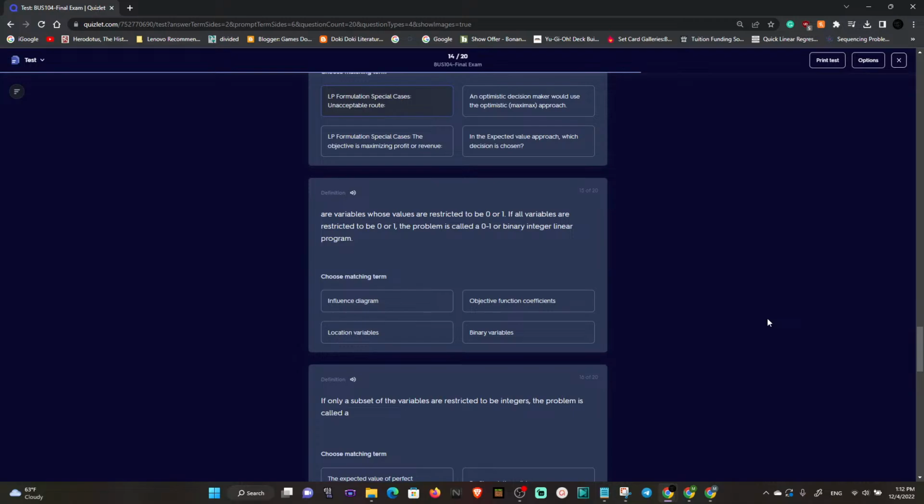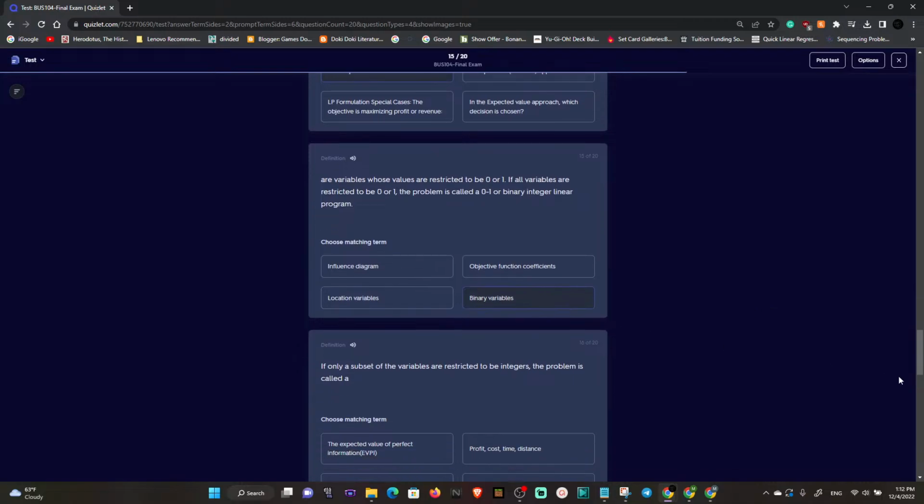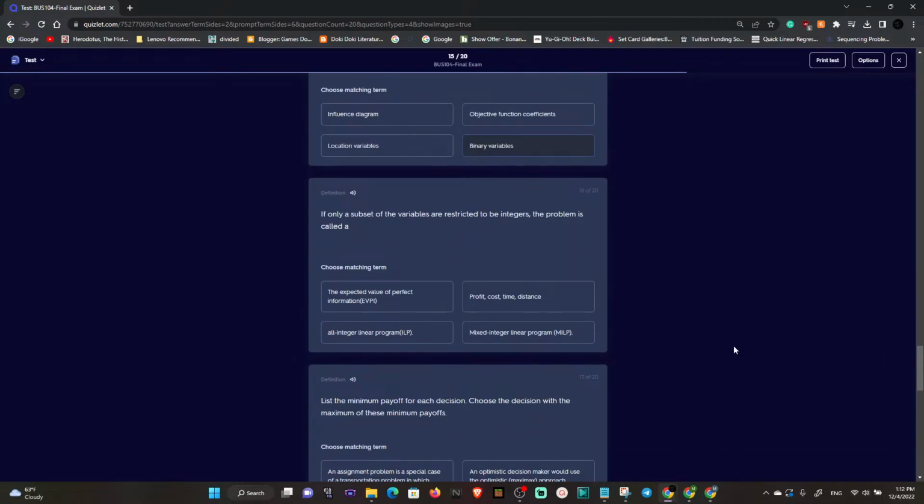All variables whose values are restricted to 0, 1. If all variables are restricted to be 0 or 1, the problem is called a 0-1 binary integer linear programming problem. Oh, binary variables. If only a subset of variables are restricted to be integers, the problem is called a mixed integer linear programming problem.